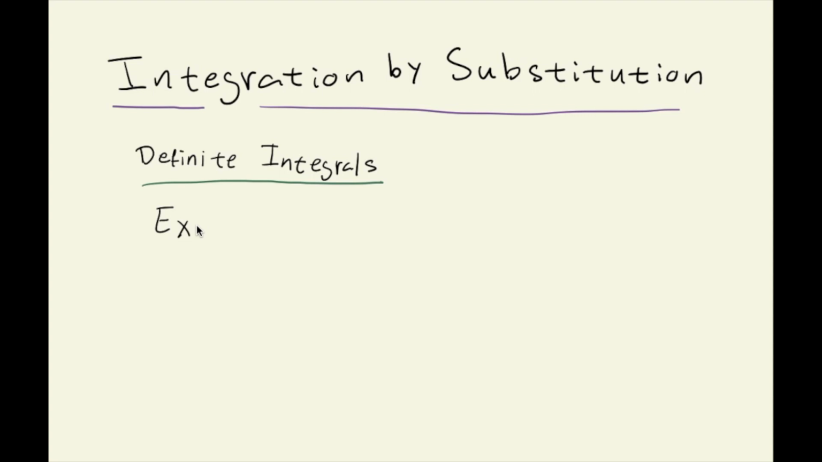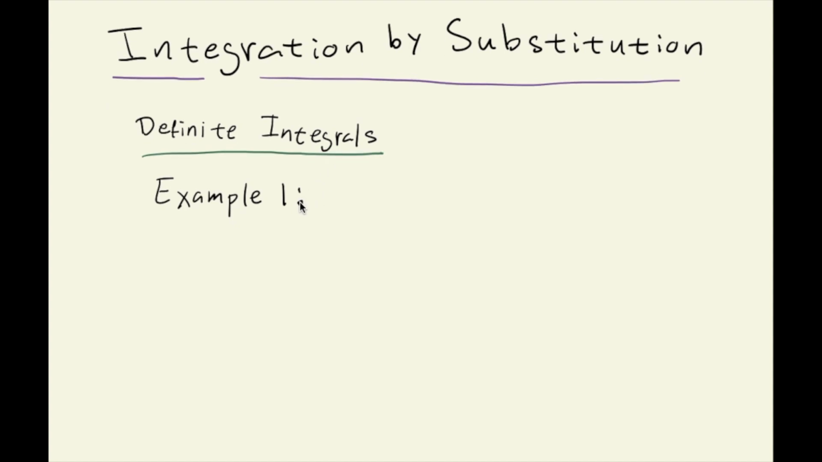Let's work through a few examples and explain how the method works through examples. All right, so in example one, I just want you to compute the integral from 0 to 4 of 2x times square root of x squared plus 9 dx.